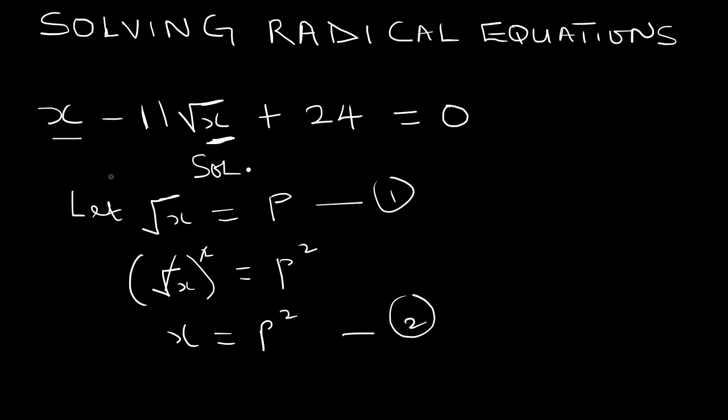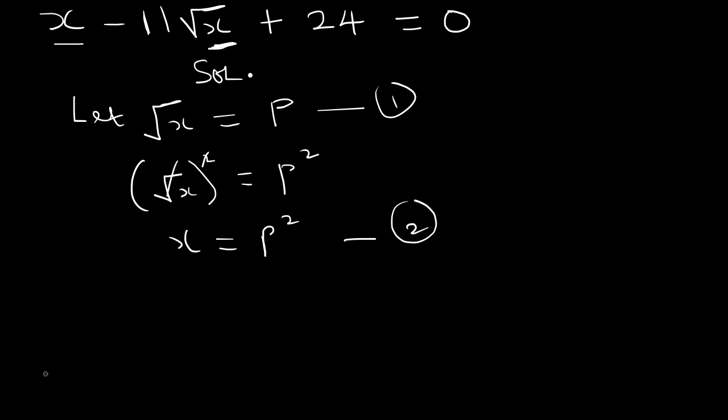Now from this equation, we have root x and we have x. So we have made substitutions for these two. So wherever we see root x, we'll replace it with p. And wherever we see x, we'll replace it with p squared. Now, if we do that, we are going to have x becomes p squared, minus 11 root x becomes p, plus 24 is equal to 0. And let's call this equation 3.